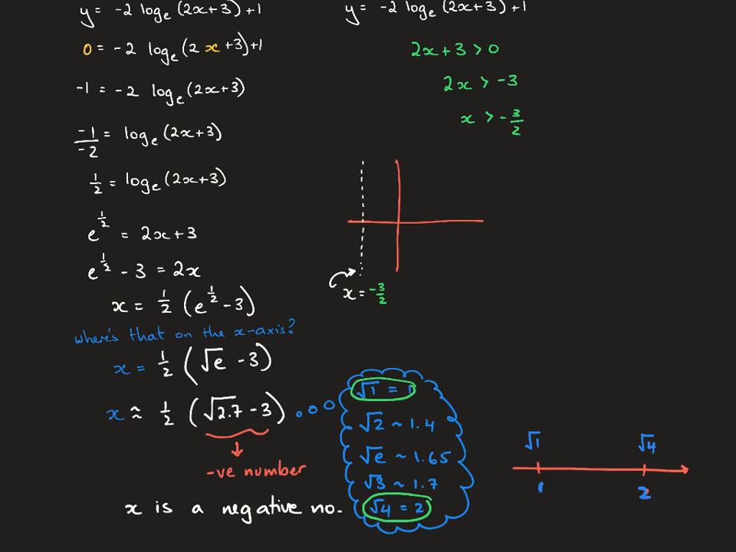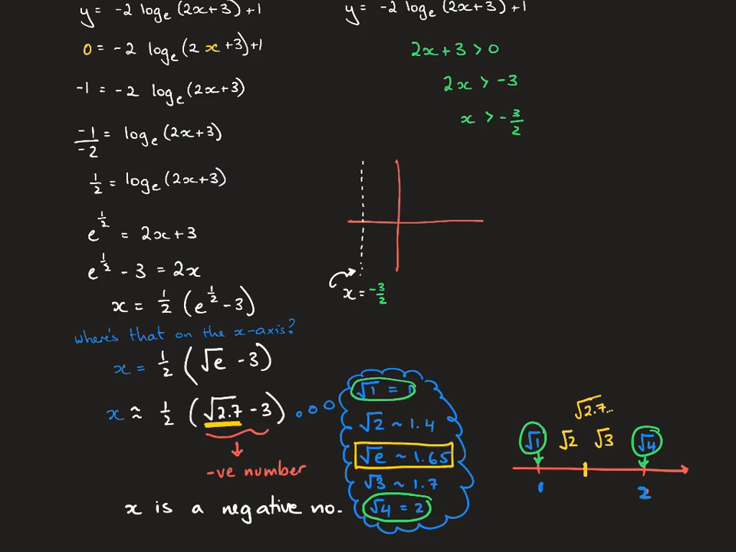So on a number line, you can see that the square root of 1 is 1 and that the square root of 4 is 2. So somewhere in between here is the square root of 2 and the square root of 3. And in between the square root of 2 and the square root of 3 is the square root of 2.7, which is the square root of e, somewhere in here. So what we've got for the square root of 2.7 is a number that is between 1 and 2. In fact, if you work it out in your CAS calculator, it's 1.65.